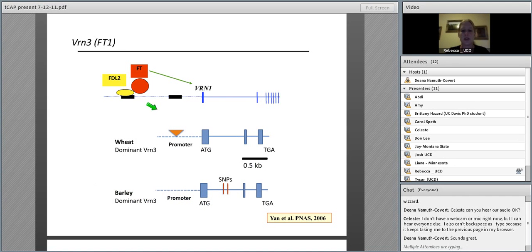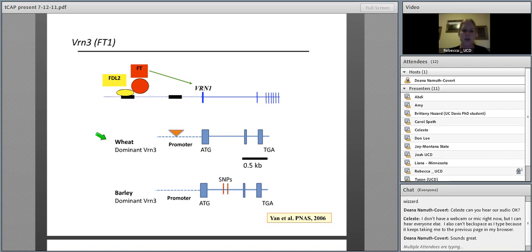Okay, so then my work is mostly on FT, characterizing different alleles of FT. I've also done a little bit of work, some side projects, on VRN1 and those different repressor sites in the promoter. But mainly my thesis work will be working on FT.